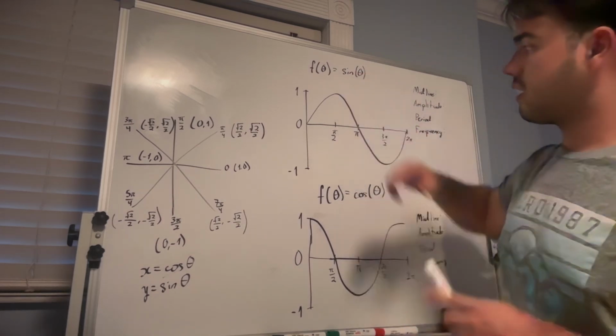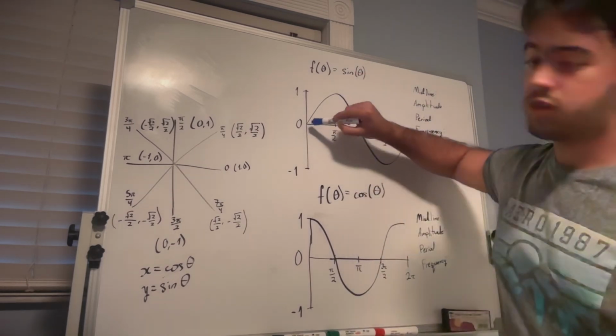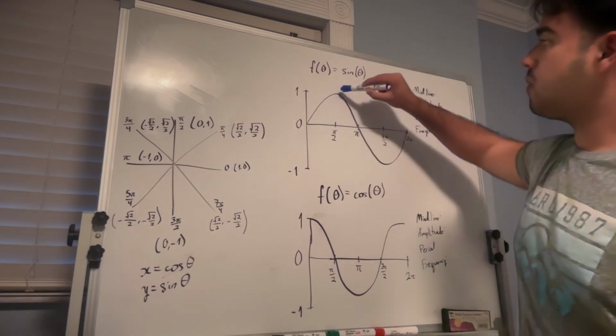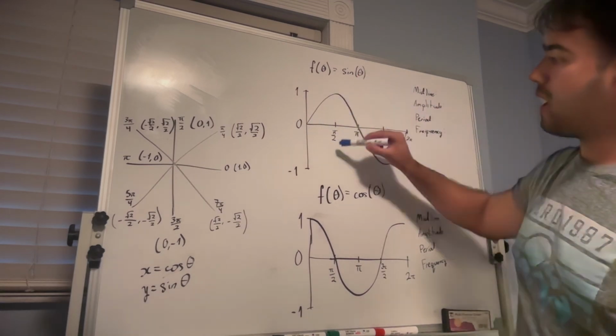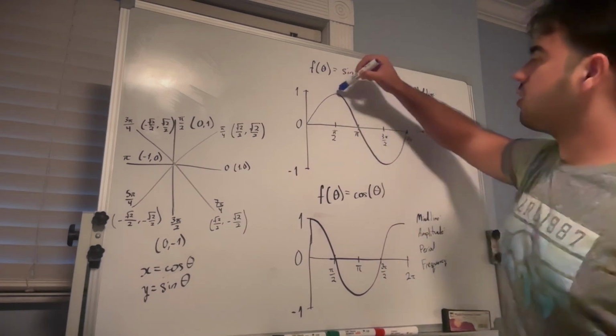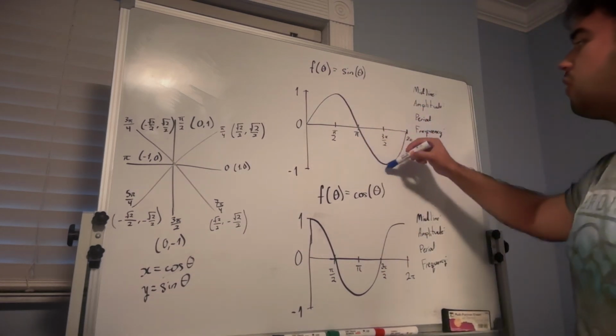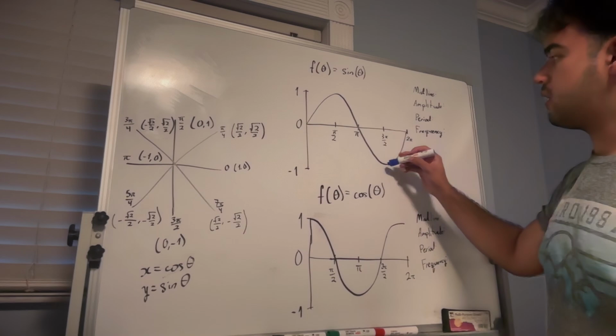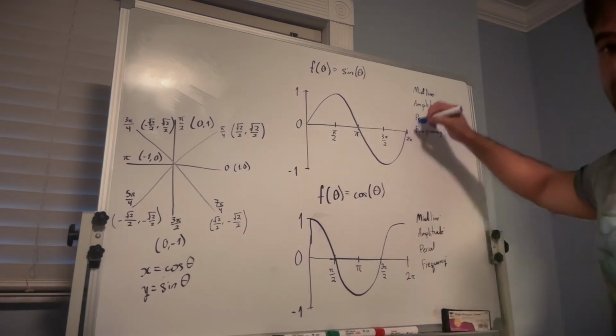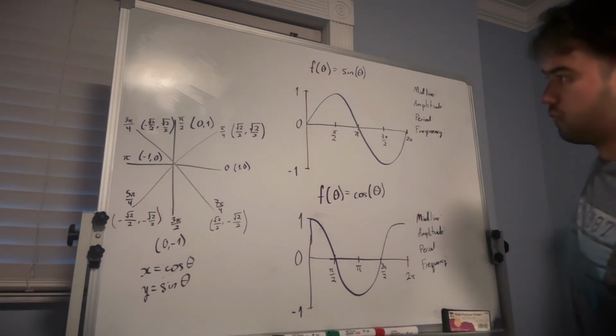Right, so let's look at the sine function. The sine function starts off at 0 and goes up until it reaches this point here at pi over 2, and then comes back down all the way until 3 pi over 2, and then goes back up. And then it'll continue this pattern over and over.